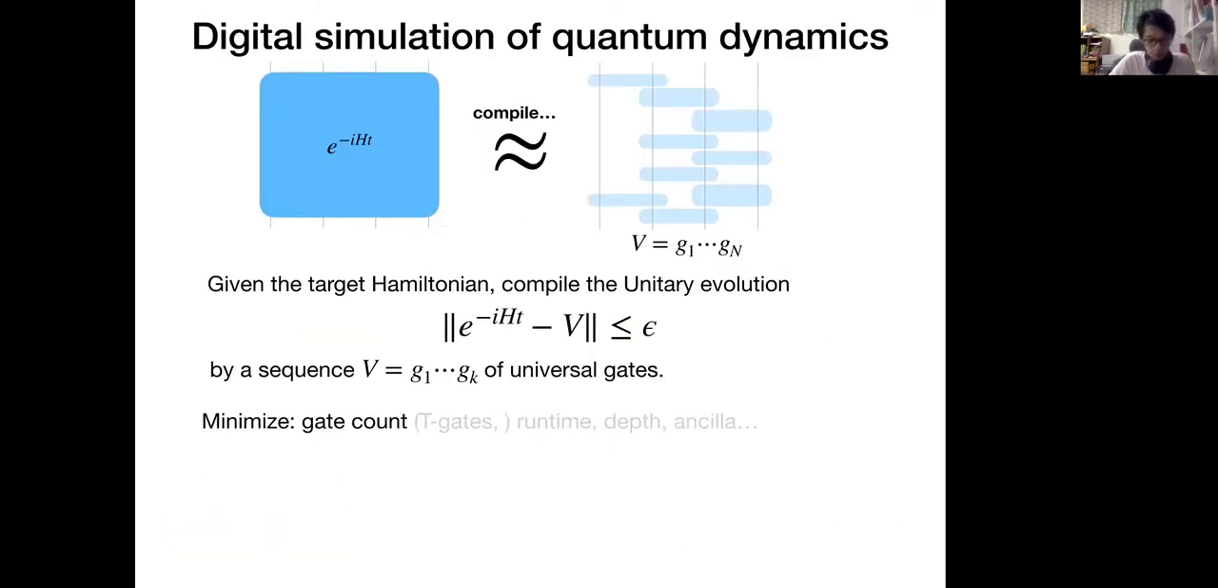So we're going to talk about digital simulation of quantum dynamics. Given a target Hamiltonian, we're going to compile it into a sequence of universal gates. Since these gates are discrete, we're going to tolerate some finite accuracy, and we're going to minimize our gate count for this accuracy. And notice that there's some choice of metric here. We're using the spectral norm for simplicity.